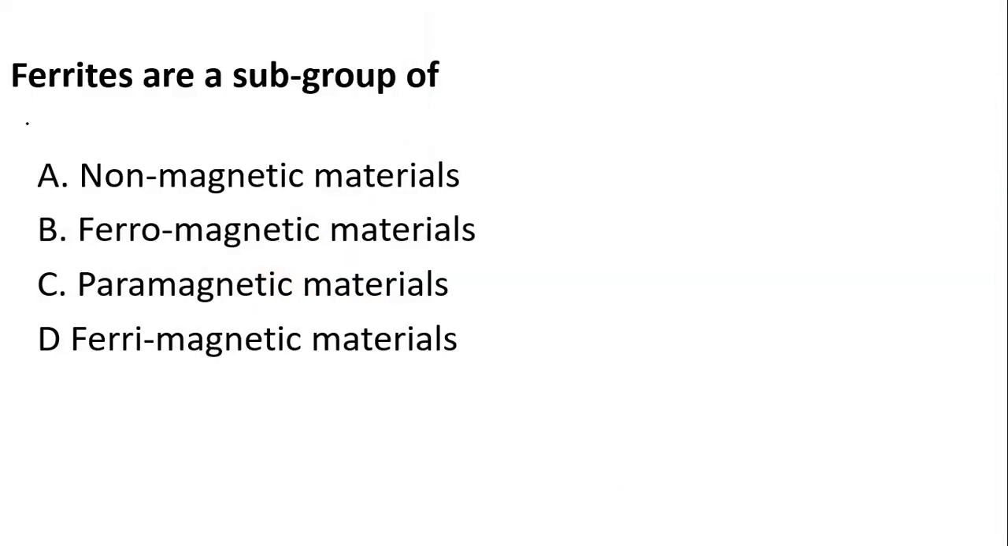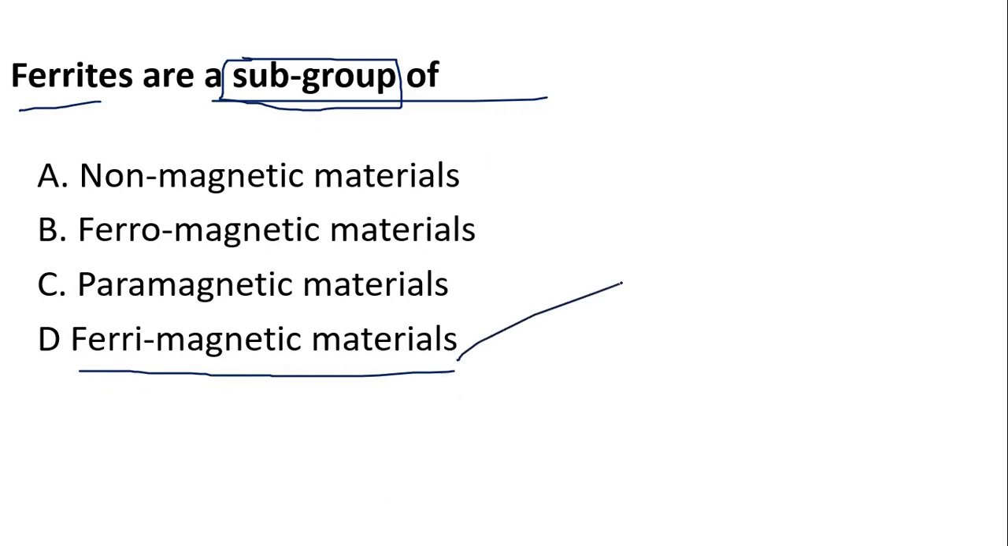Here you can see that ferrites are a subgroup of which material. The options given are non-magnetic materials, ferromagnetic materials, paramagnetic materials, and ferrimagnetic materials. You can see that ferrites are a subgroup of ferrimagnetic materials.